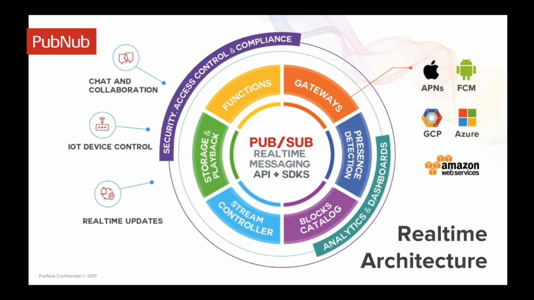PubNub can support all types of real-time use cases, but we see the majority of our successful customer deployments in three areas, which are IoT device control, real-time updates, and finally chat and collaboration. So we're super excited to tell you more about our latest product, ChatEngine, that'll help you build chat in 30 lines of code. From here, I'll let Oz and Ian take it over.